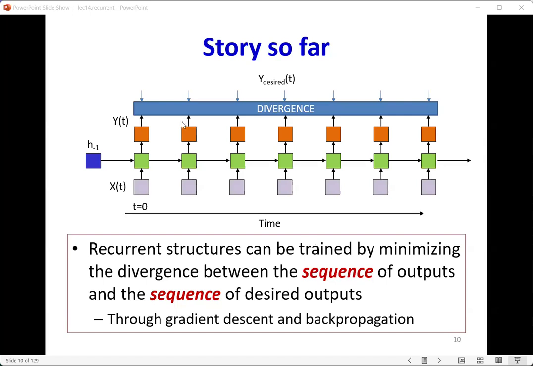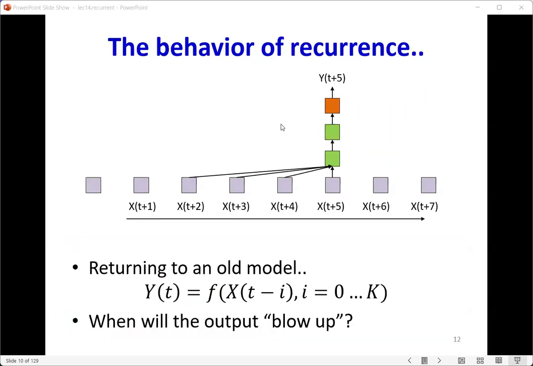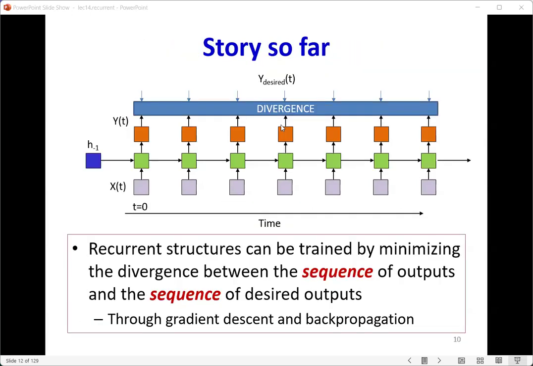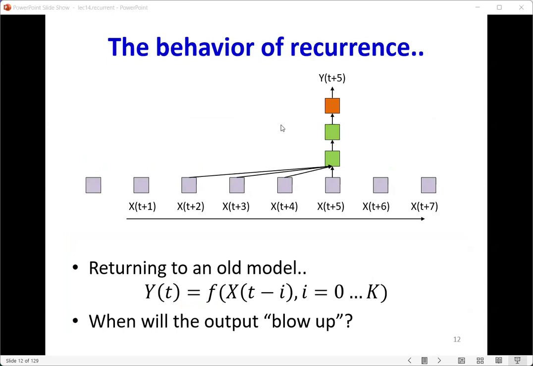So anyway, we also saw this. Recurrent structures can be trained by minimizing the divergence between the sequence of outputs and the sequence of desired outputs. This difference can be backpropagated to compute gradients, and you train the network using gradient descent. But then let's look at something else that's important, the behavior of recurrence.